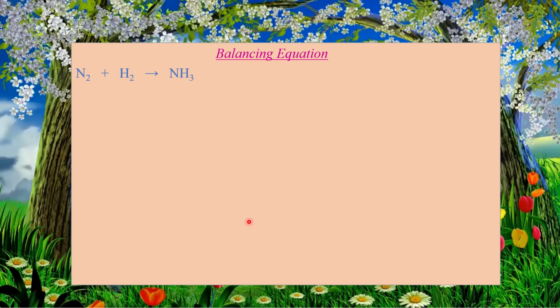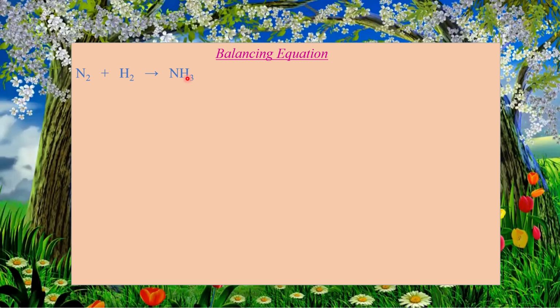Look here: nitrogen plus hydrogen, and the product is ammonia. Look, on the left side there are 2 atoms of nitrogen and 2 atoms of hydrogen, but on the right side there is only 1 atom of nitrogen and 3 atoms of hydrogen.